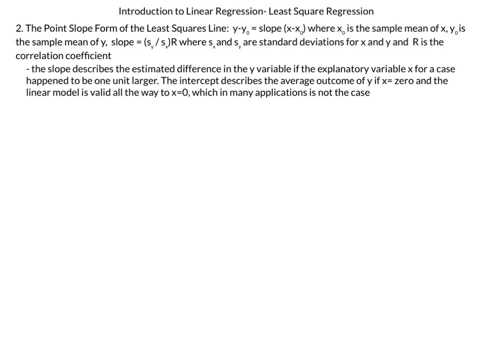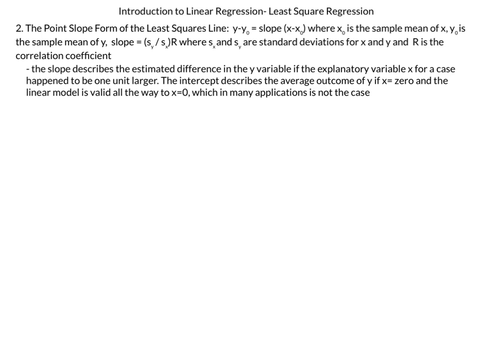There are a few more things we should talk about with this point slope form of the line. So the slope describes the estimated difference in the y variable if the explanatory variable x for a case happened to be 1 unit larger. In other words, what happens to y when we change x by 1 unit? The intercept describes the average outcome of y if x equals 0, and the linear model is valid all the way to x equals 0, which in many applications is not true.